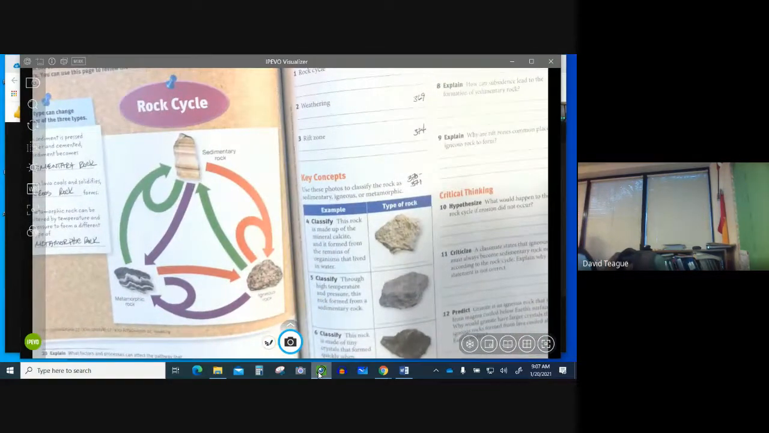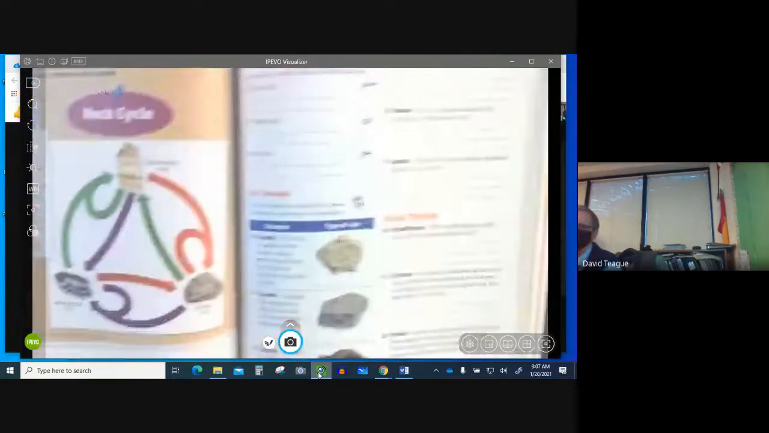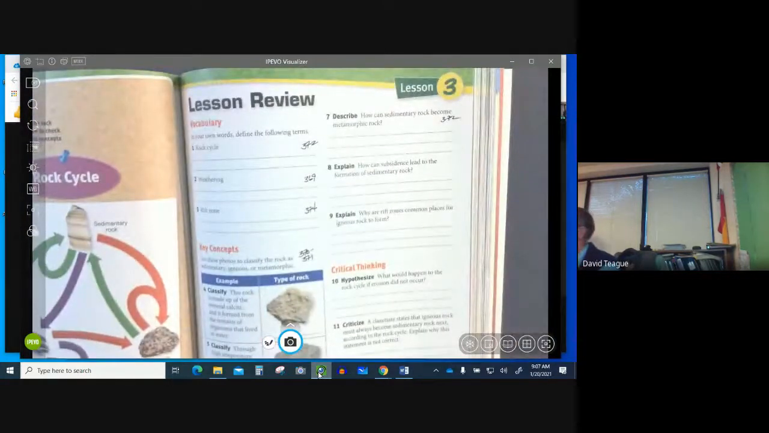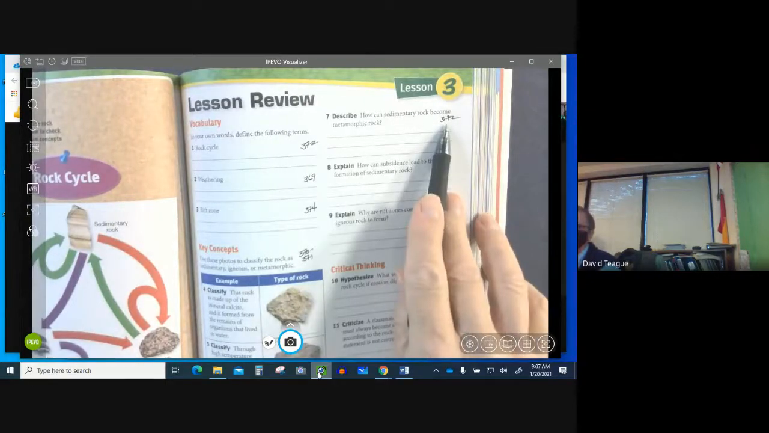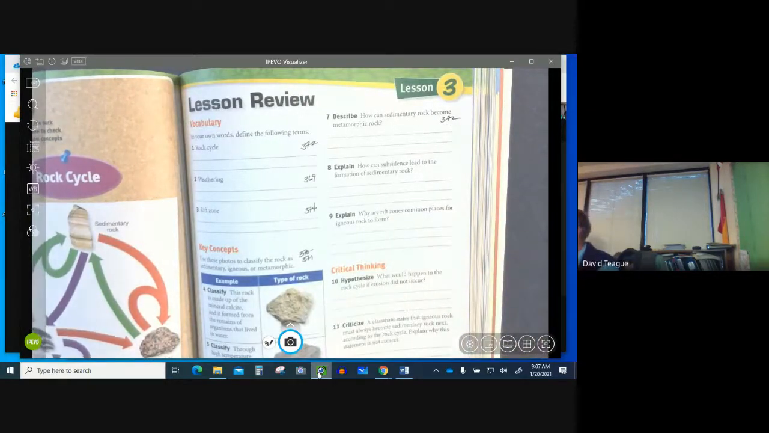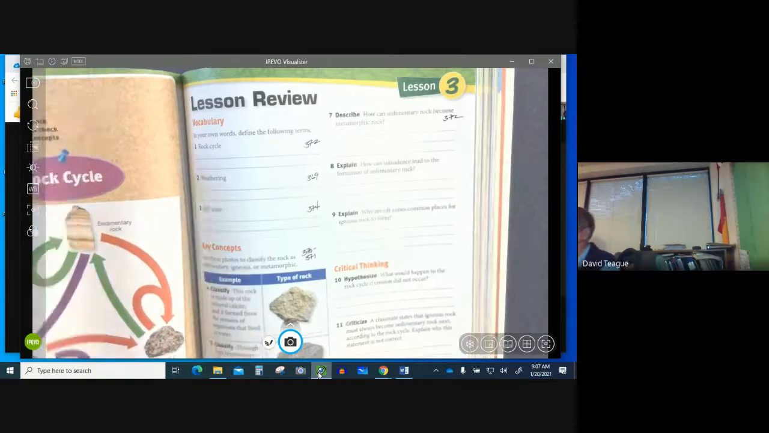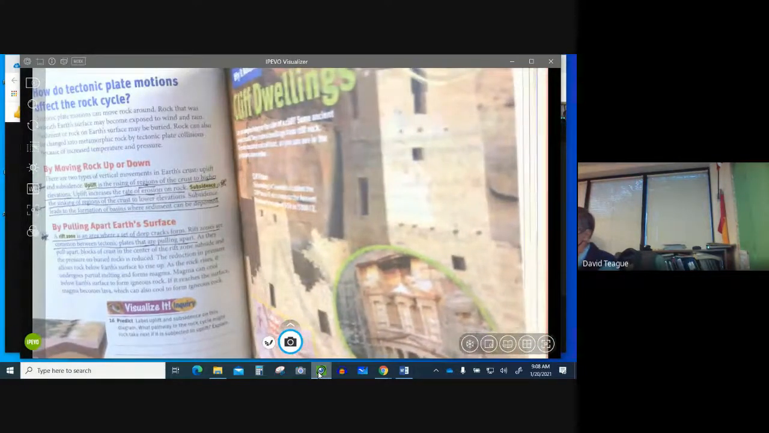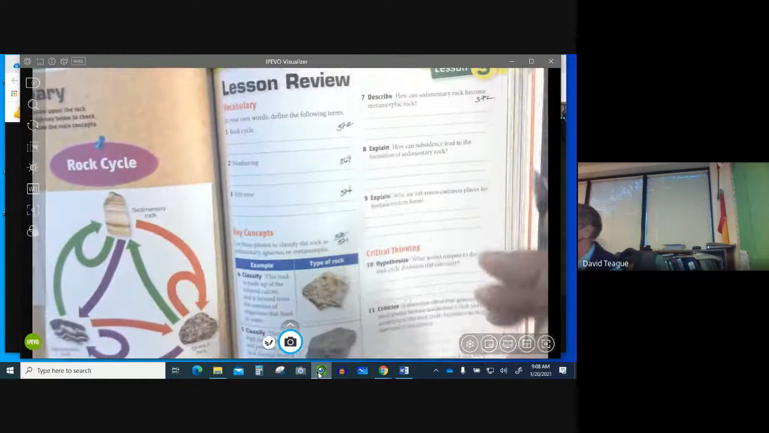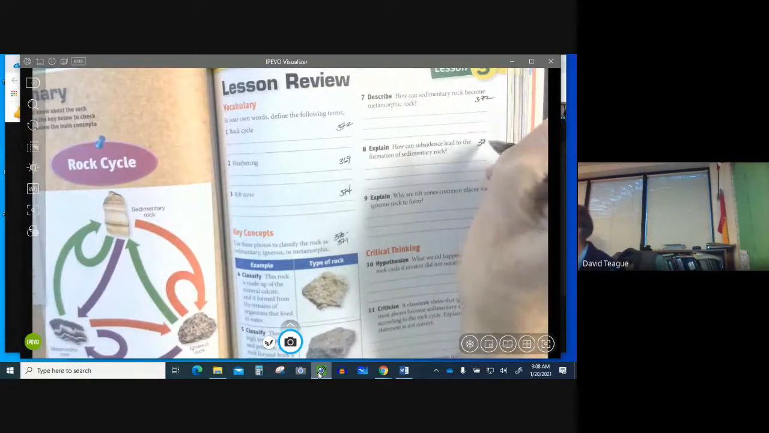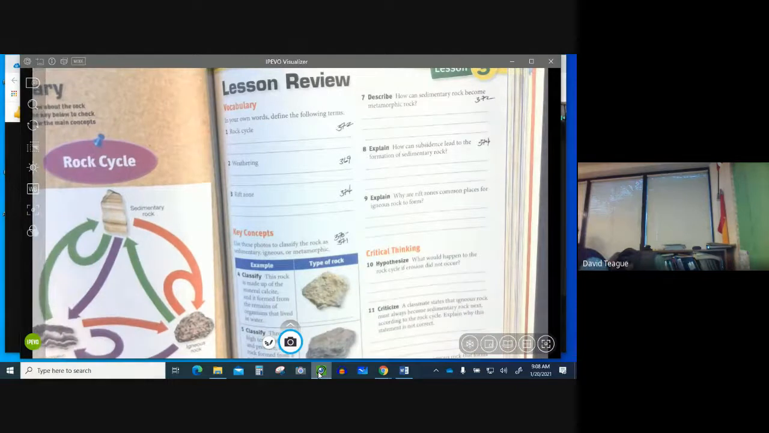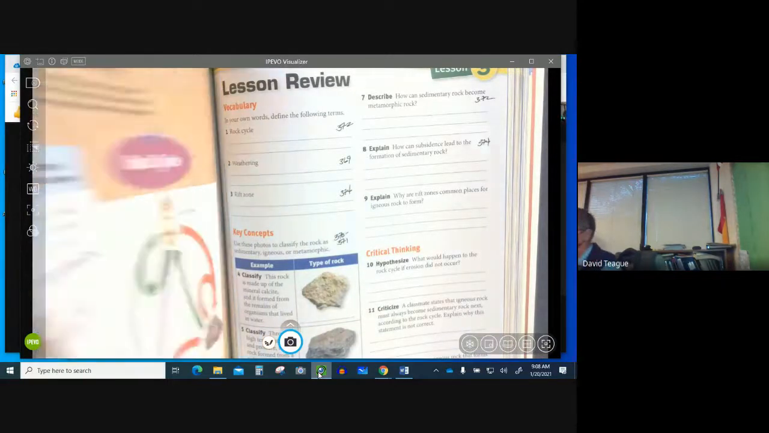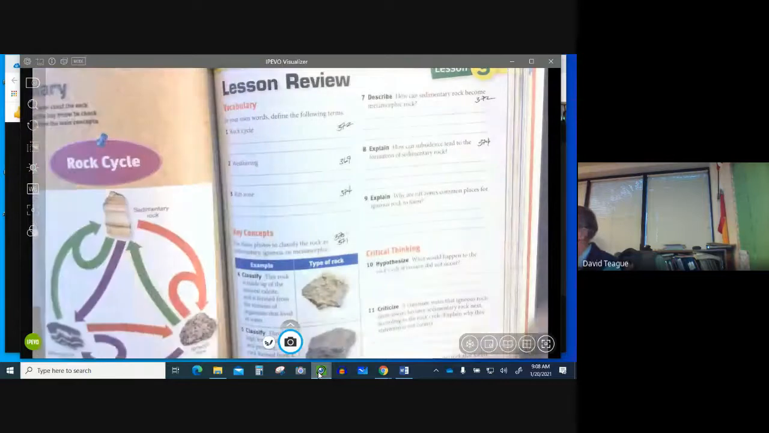Number 8, how can subsidence lead to the formation of sedimentary rock? I'm sorry, so number 7 is page 372. Number 8, how can subsidence lead to the formation of sedimentary rock? That'd probably be 374. Number 9, explain why rift zones are common places for igneous rock to form. That's page 374.